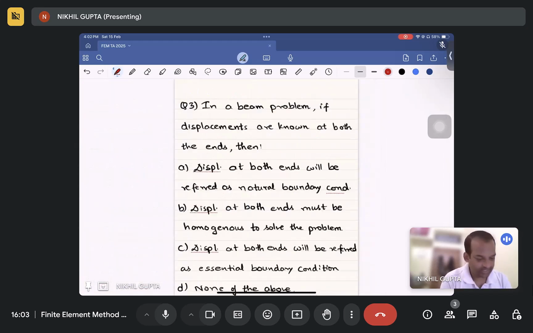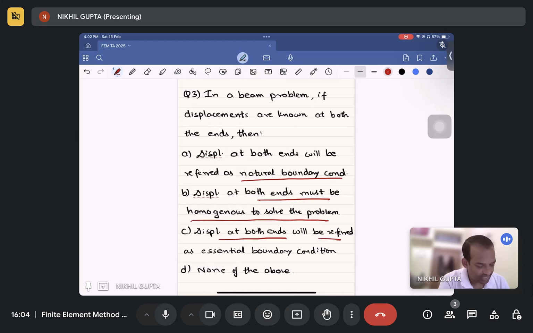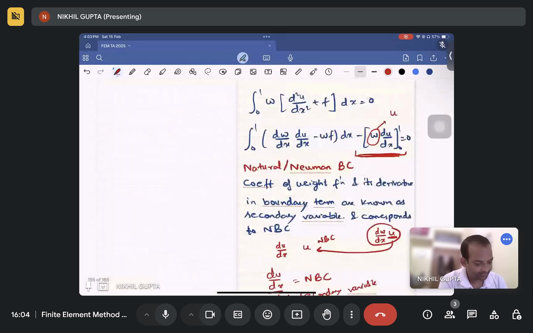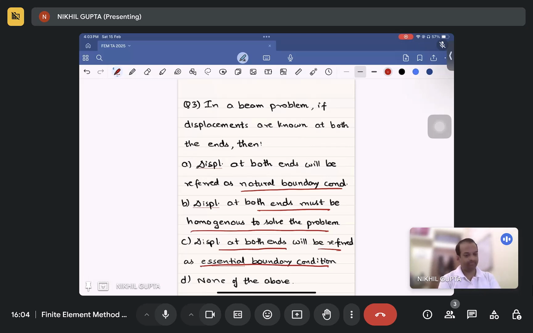Okay, so now let's get back to this problem. In a beam problem, if displacements are known at both ends, the first option says displacement at both ends will be referred to as the natural boundary condition. Another says displacement at both ends must be homogeneous to solve the problem. The C part says displacement at both ends will be referred to as the essential boundary condition. So we know displacement is the essential boundary condition. I have done it for the axial bar; if you do it for the beam, you will get it the same way. So the answer is C.